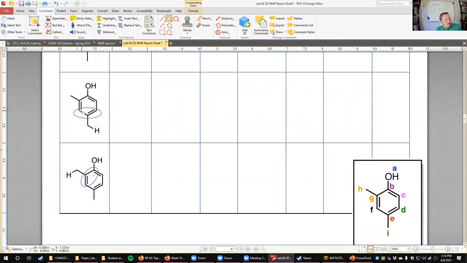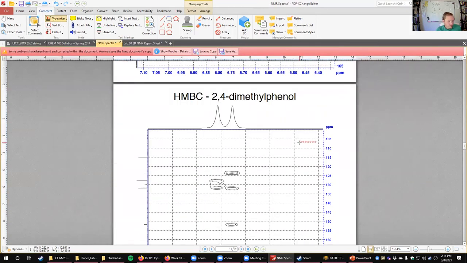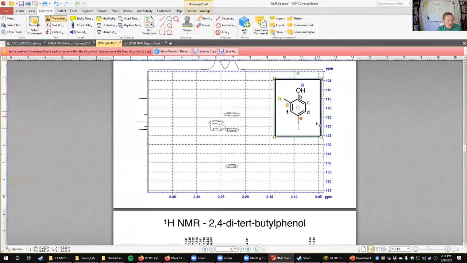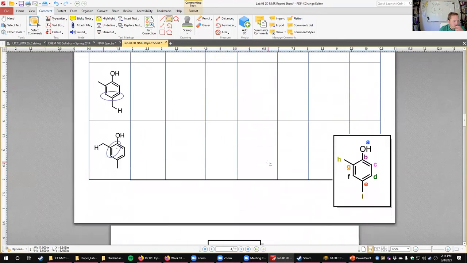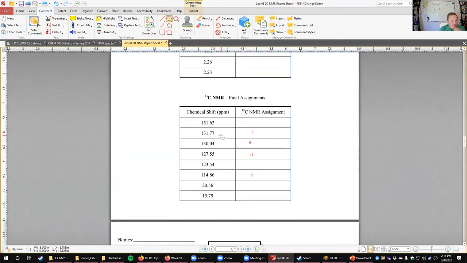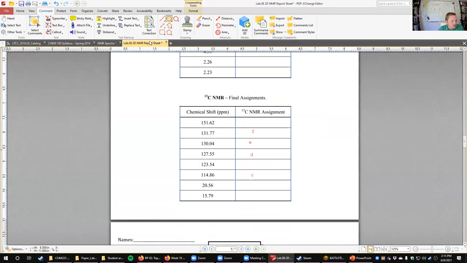All right, so this is what's going to allow us to differentiate between the hydrogens on H and the hydrogens on I. Because we've assigned all three of the carbons that I circled here, right? F, E, and D, we know all of them. So those should be the three signals that show up. If we scroll down to the next section here, F, E, and D, go back and check our report sheet. F, E, and D is 130, 131, and 127.